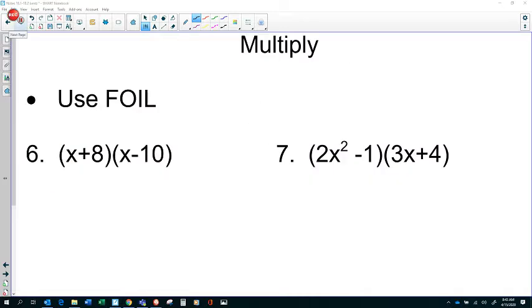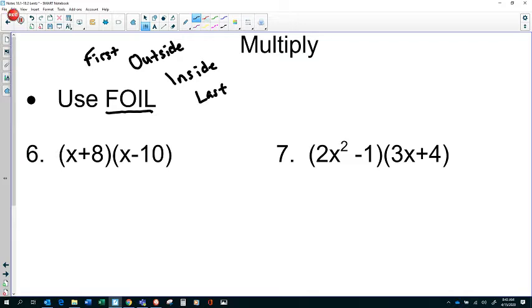Now we're going to move on to FOIL. This is the distributive property, but in a very specific order. Okay, the F stands for the first term. Okay, the O stands for the outside terms. The I stands for the inside terms, and the L stands for the last terms.